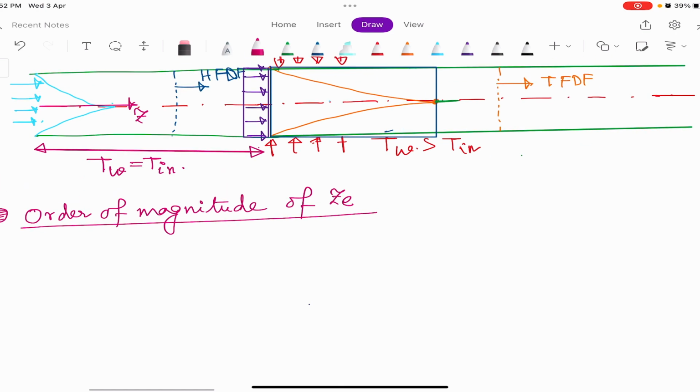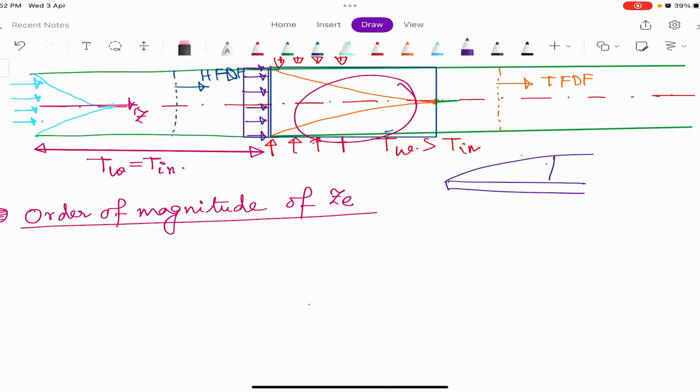Here, where the flow is thermally developing, it is analogous to the case of a flat plate flow, where this was my delta T, and here also this is my delta T. If I consider half of the pipe domain, then I can see that this is alike the flat plate thing. So if I do the order of magnitude analysis of the flat plate that I have already done, the only difference will be that here we will have a predefined order of magnitude of u.